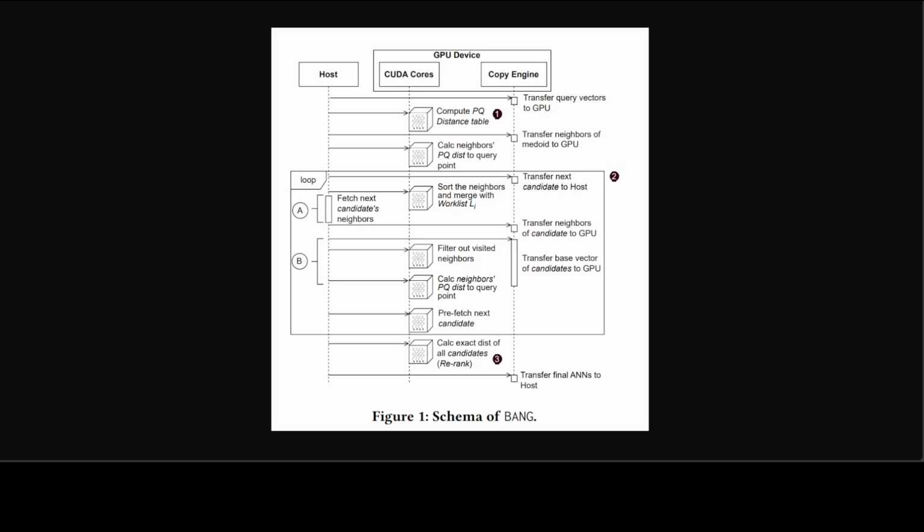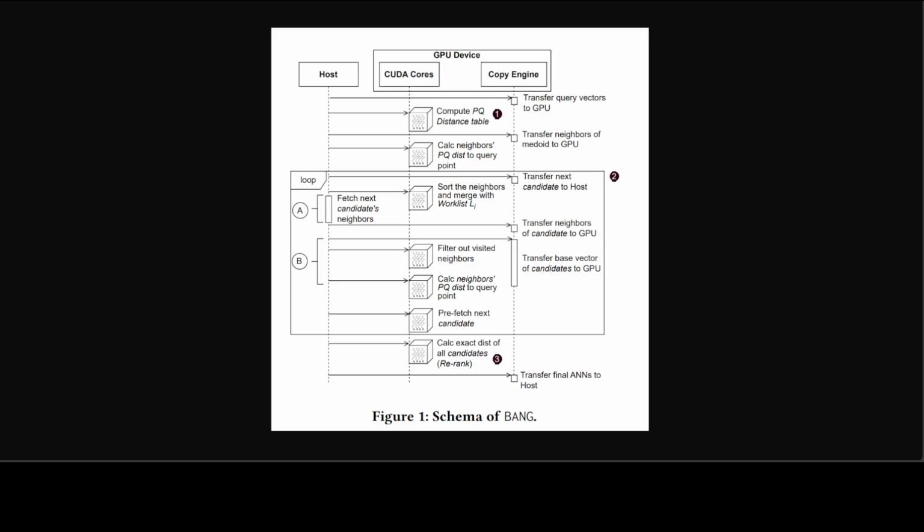BANG is executed in stages that can run in parallel on CPU and GPU, optimizing resource utilization and mitigating CPU-GPU data transfer bottlenecks. BANG uses product quantization, or PQ, for compressing data and operates on the Vamana graph, which is a technique that has previously demonstrated success in DiskANN.